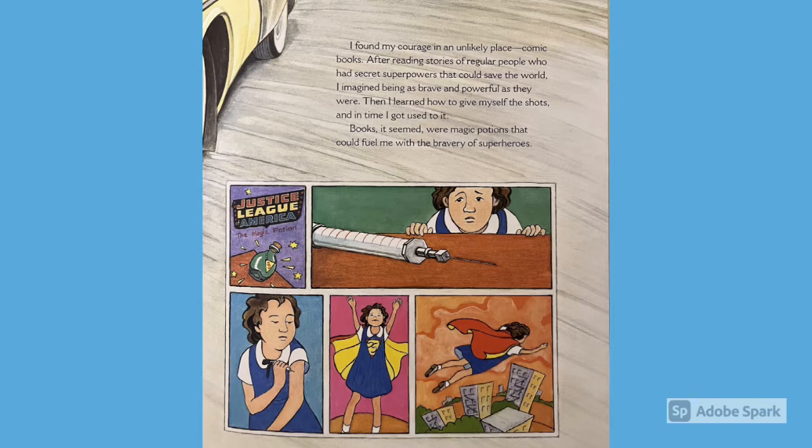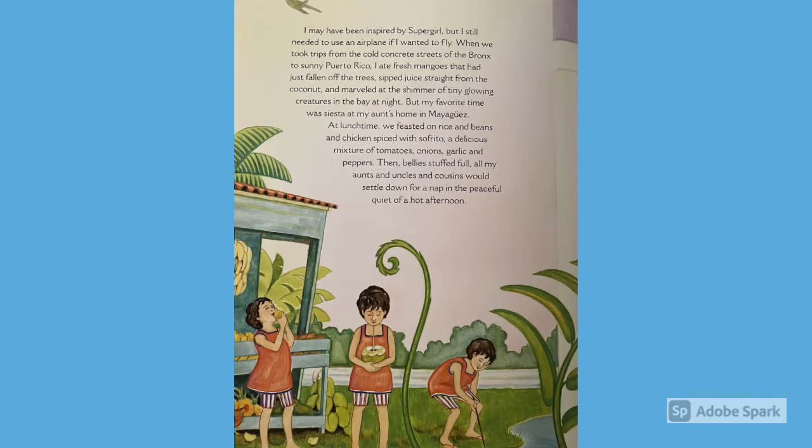I may have been inspired by Supergirl, but I still needed to use an airplane if I wanted to fly. When we took trips from the cold concrete streets of the Bronx to sunny Puerto Rico, I ate fresh mangoes that had just fallen off the trees, sipped juice straight from the coconut, and marveled at the shimmer of tiny glowing creatures in the bay at night. But my favorite time was siesta at my aunt's home in Mayaguez. At lunchtime, we feasted on rice and beans and chicken spiced with sofrito, a delicious mixture of tomatoes, onions, garlic, and peppers. Then bellies stuffed full, all my aunts and uncles and cousins would settle down for a nap in the peaceful quiet of a hot afternoon.